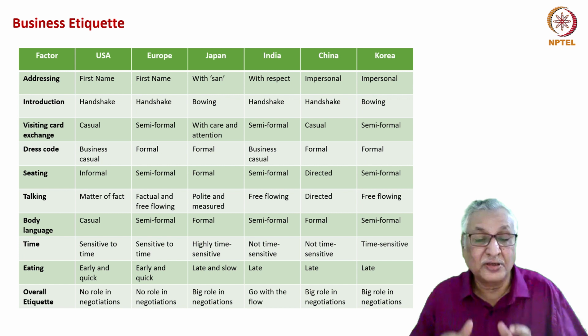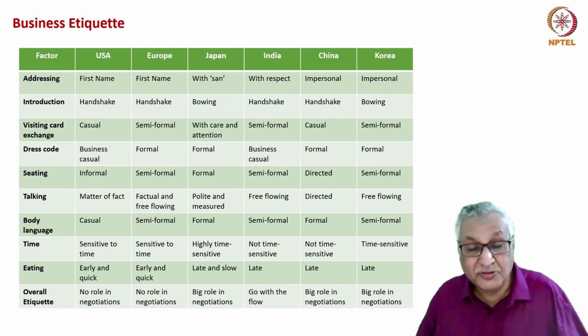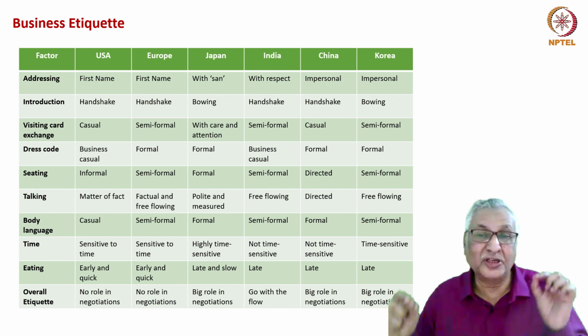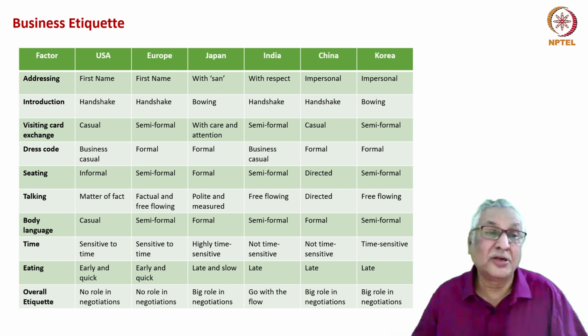So is it for European executives as well. But for Japanese people, the way the overall etiquette is conducted in business negotiations does have a big role in negotiations. India is quite flexible, it says go with the flow. In China, it has again a big role in negotiations because the chief, the general manager, or whoever has to be shown due respect. And in Korea also it has a big role in negotiations.